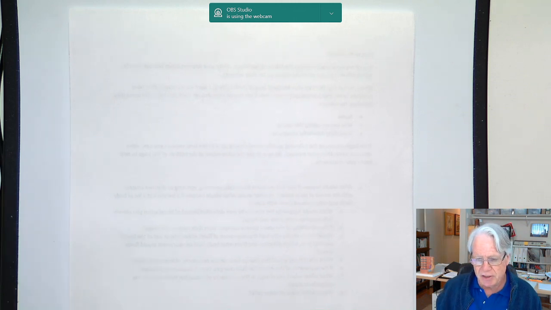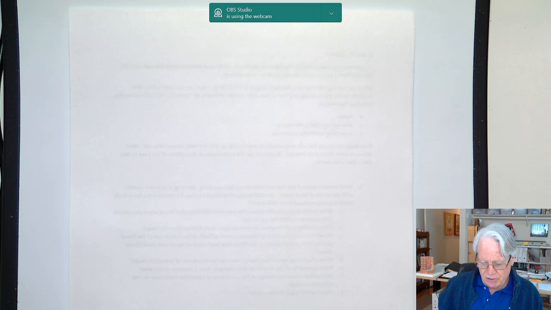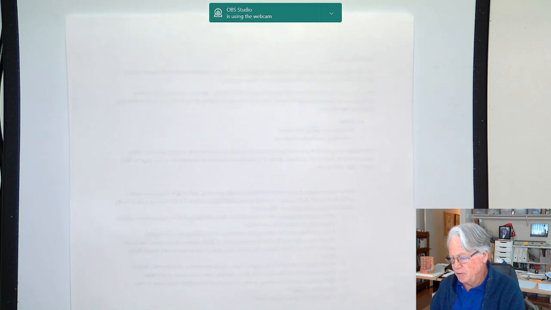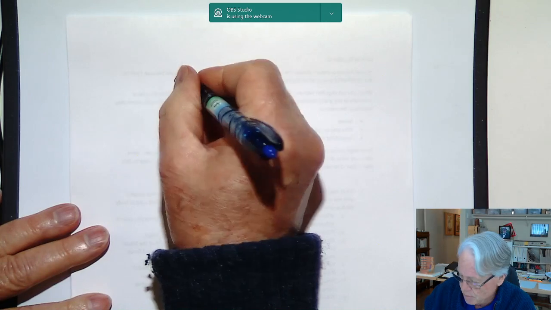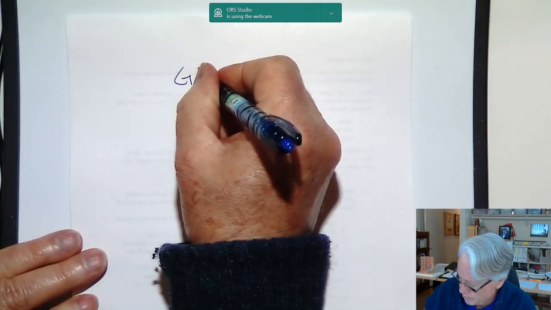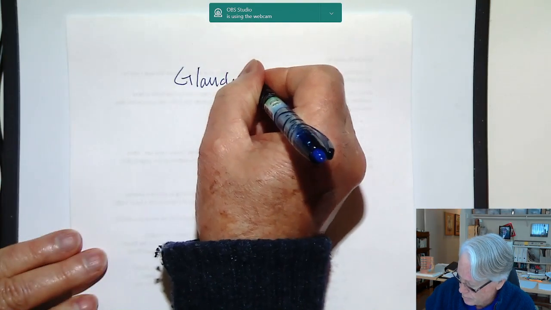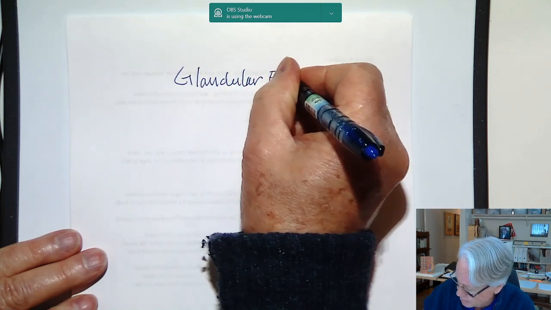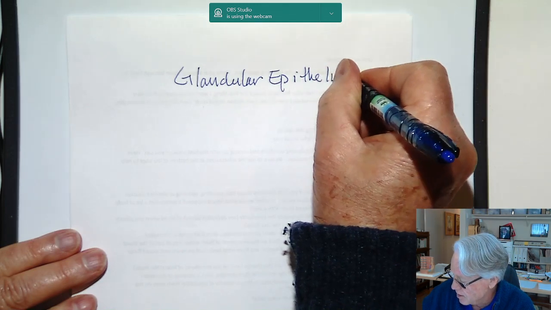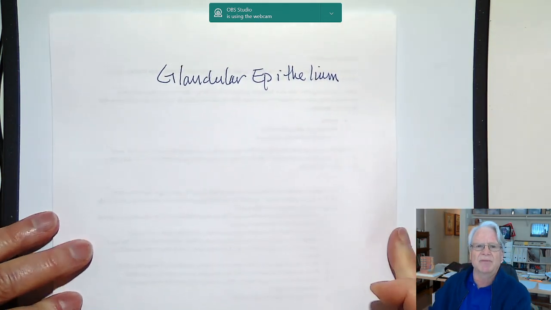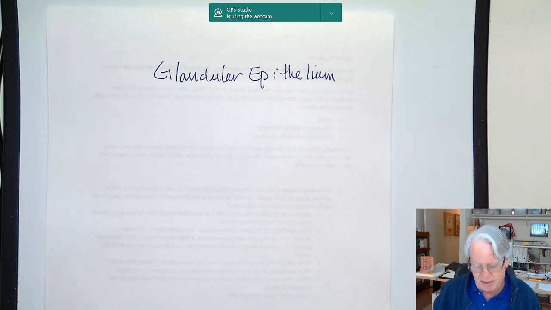So we're still talking about epithelial tissue, and we've covered all of the covering and lining type of epithelial tissue. And now we're going to focus on glandular epithelium. And then once we're finished with that, we'll start connective tissue. So let's begin. This is going to be glandular epithelium. And just as the name implies, this type of epithelium produces glands in the body.